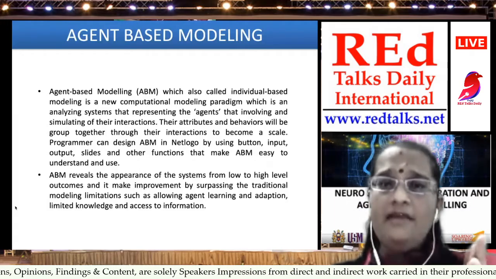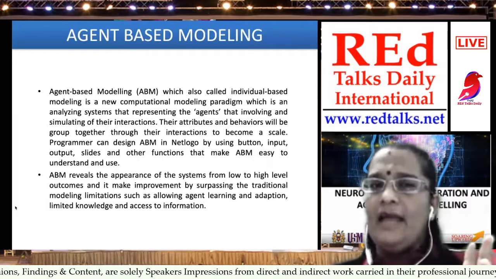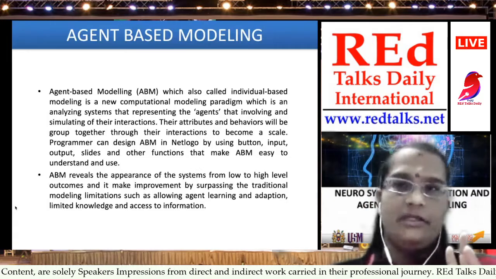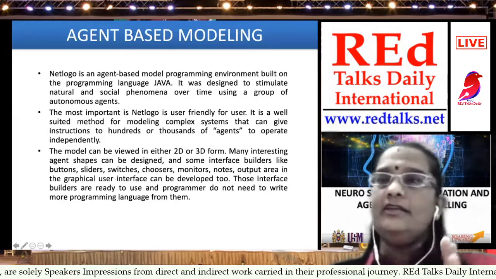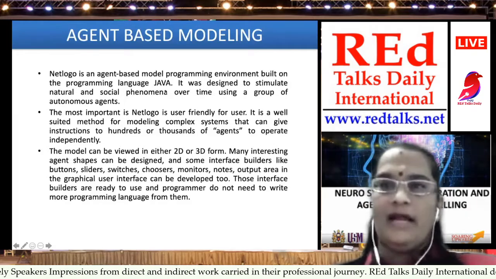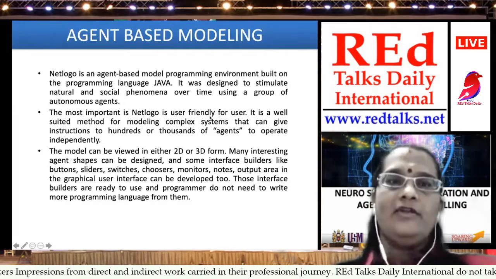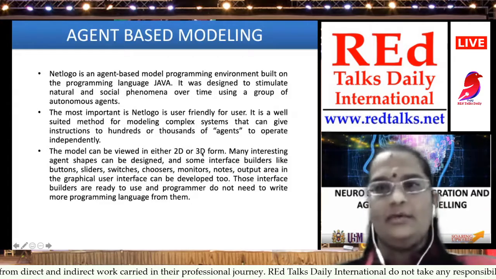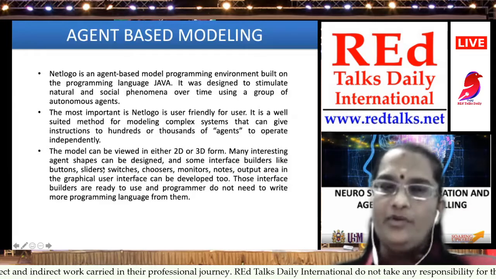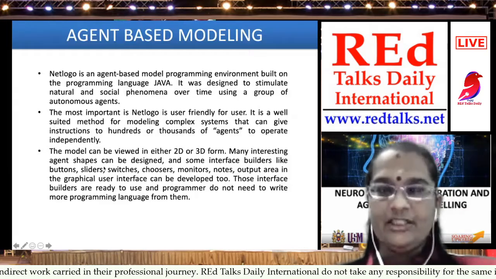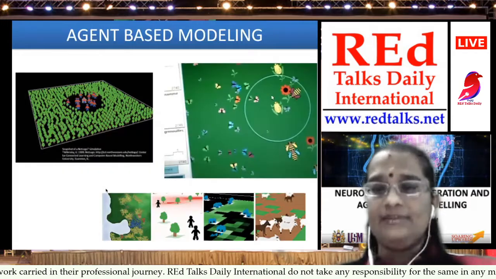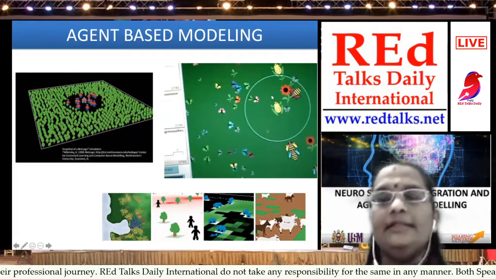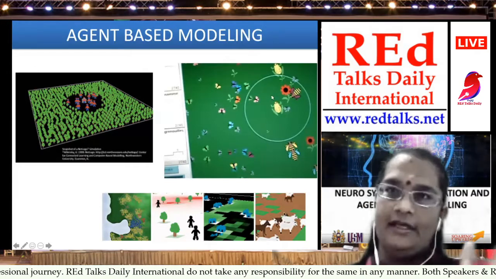Even though this ABM is a bit harder in using NetLogo, once you get used to the NetLogo functions, it is very easy and friendly compared with other platforms. This NetLogo uses the programming language Java and is user-friendly, as I said. The model can be viewed either in 2-dimension or 3-dimension, and it has interesting agent shapes which you can use to design. So for example, this is a screenshot which I get for agent-based modeling.